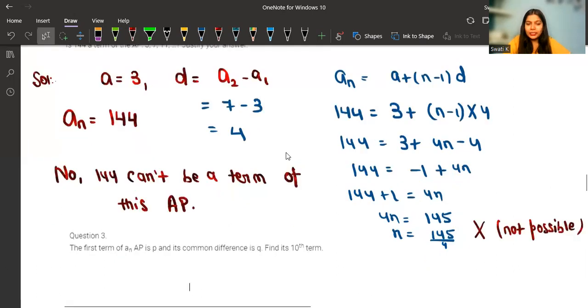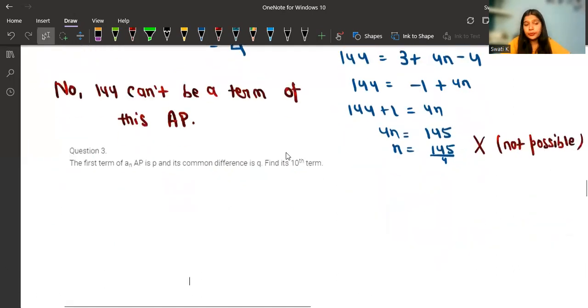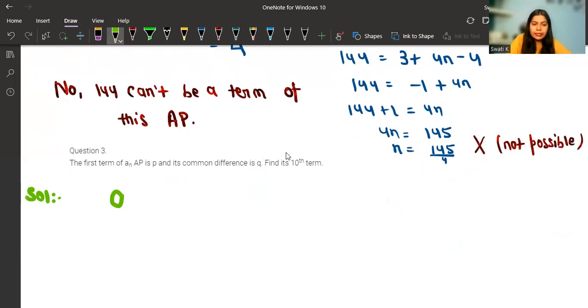Now let's move to the next one. The next question says the first term of an AP is P. Let's start with the solution as well, because we have to write down the given information. The first term of an AP is P. That means A is P. The common difference is Q. That means D is Q.